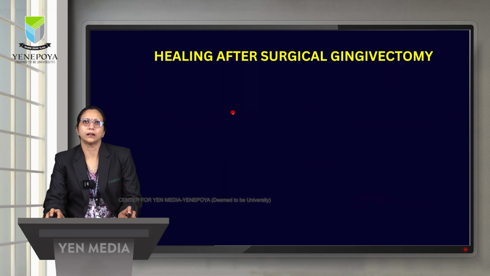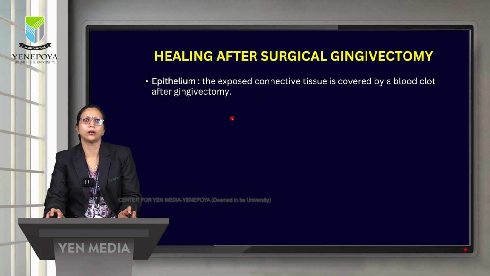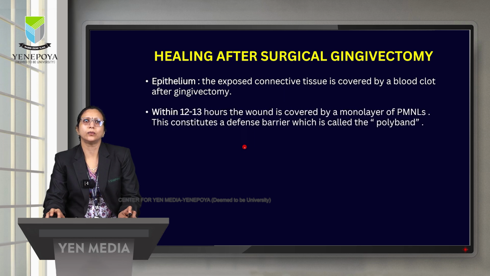Now, how does this healing occur after the surgical gingivectomy? We will see what the steps involved are. First, the epithelial healing stages, and then we will come to the connective tissue healing stages. In the epithelium, the exposed connective tissue is covered by a blood clot after gingivectomy, and within 12 to 13 hours, the wound is covered by a layer of polymorphonuclear neutrophils, which are the first layer of defense, and this constitutes a defense barrier which is also called a polyband.